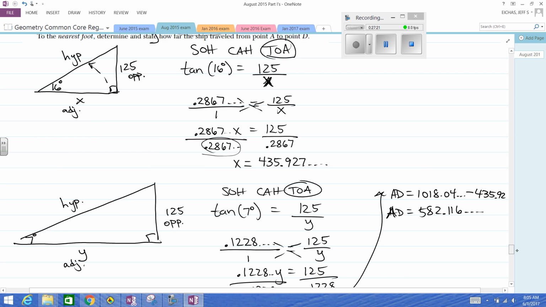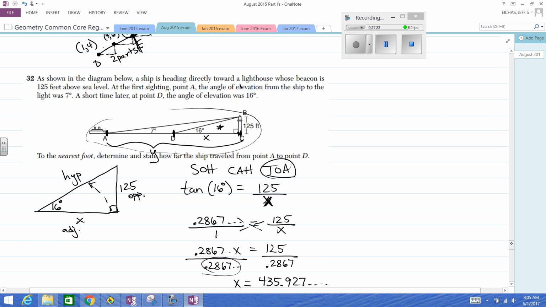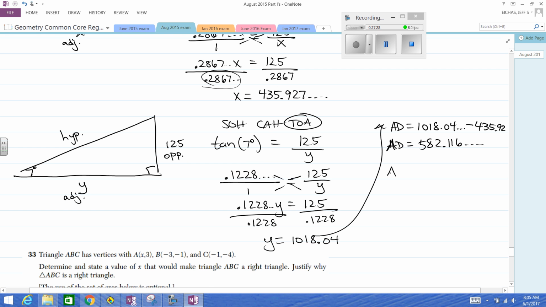And what did it say? Nearest foot. All right, and this is all feet. I better double check that. Yeah, it looks like it's all feet. So AD is approximately 582 feet.